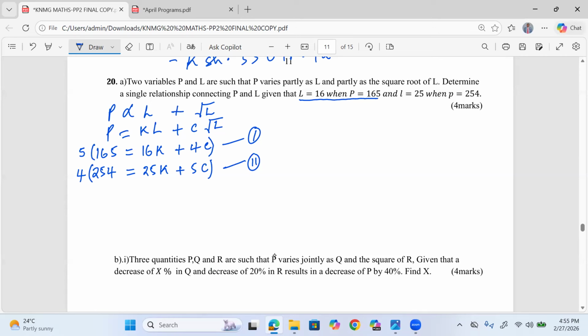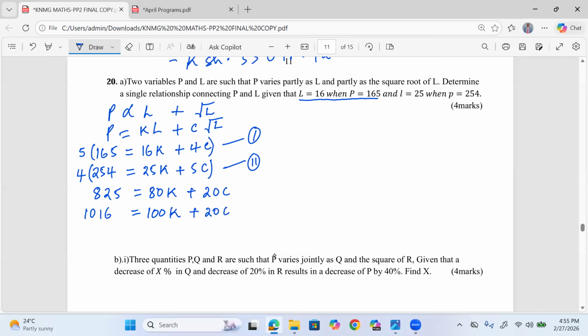165 by 5, that is 825, equals 16 by 5, this is 80, the value of K, plus 20 by C. Then the second equation becomes 4 by 254, giving us 1016. This is equal to 4 by 25, I think that's 100, and this is 20C.